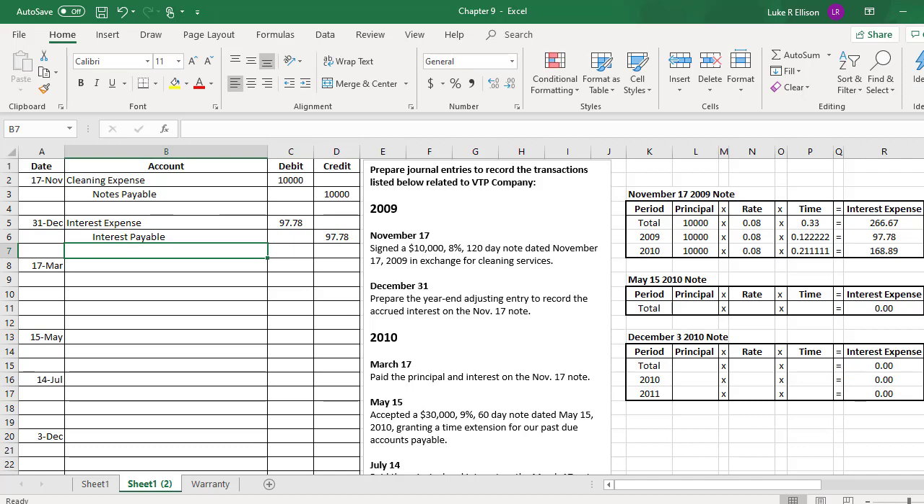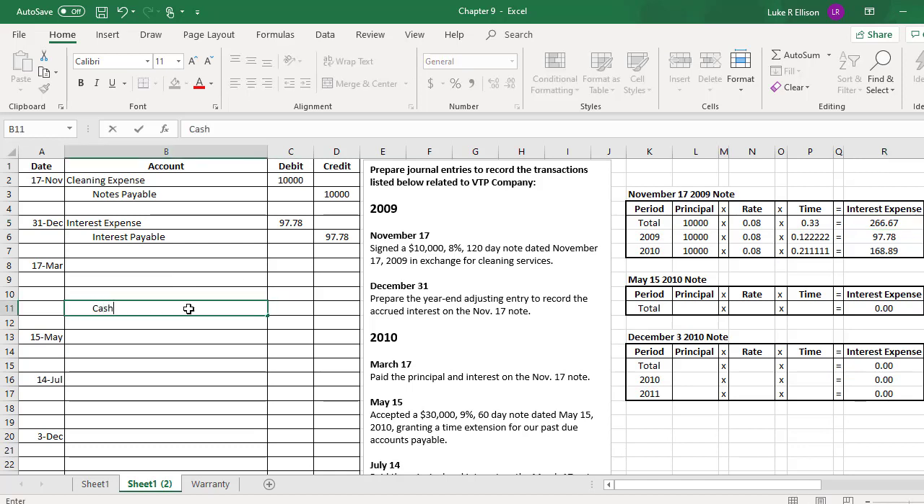So next we are in 2010, where on March 17, we're going to pay the principal and the interest on the November 17 note that we've already done all these calculations for. So since we're paying the principal and the interest, the principal is $10,000 and the total interest is $266.67. So if we add those two together, we'll get a payment of cash of $10,266.67. And I know that's a payment, so that's going to be a credit to cash.